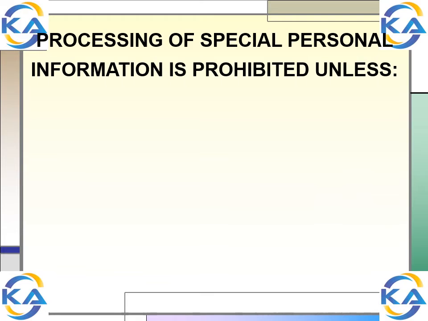Okay, so then when can we process your special personal information? It's prohibited unless, remember, special information is anything that's got to do with your gender, your age, your religious belief, any criminal record, any dismissals, anything that is linked to a subject or a data subject.